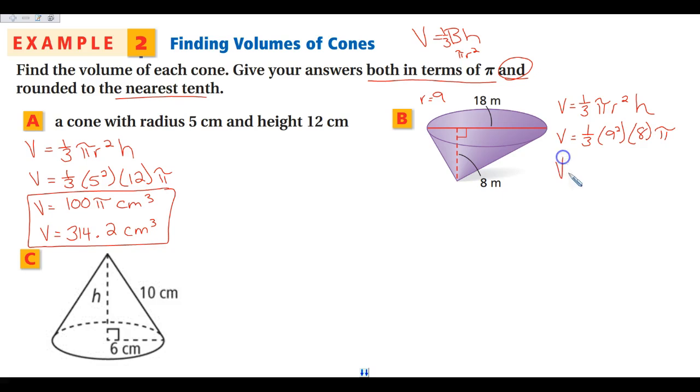All right. So my volume formula, when I calculate this, remember, when we calculate it in terms of pi, I'm only calculating this piece. So I'm going to do 9 squared, multiply that times 8, then divide that by 3. And I'm going to get 216 pi, and that is meters cubed. Then we're going to take that 216, multiply it by pi, and get 678.6 meters cubed.